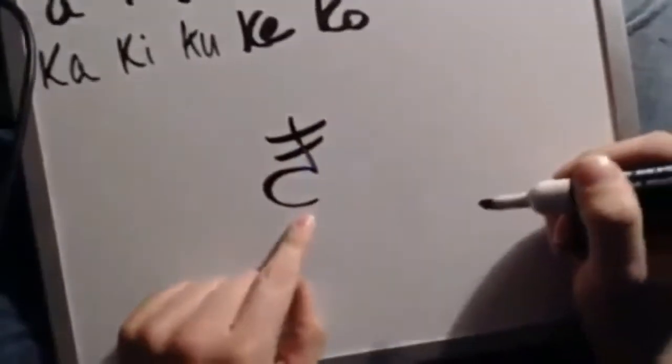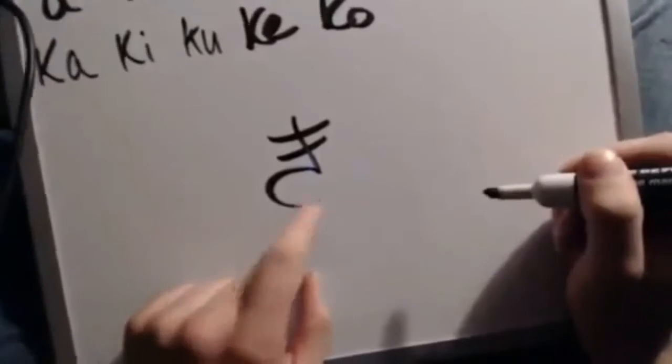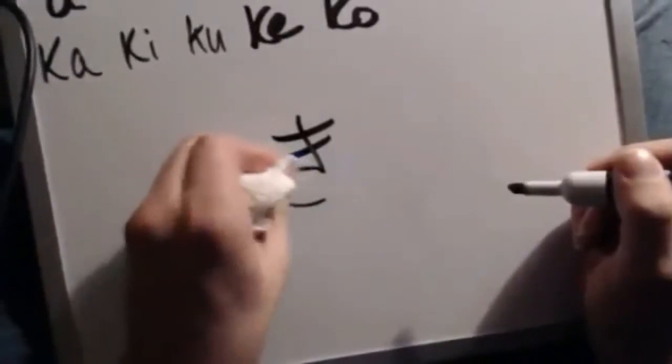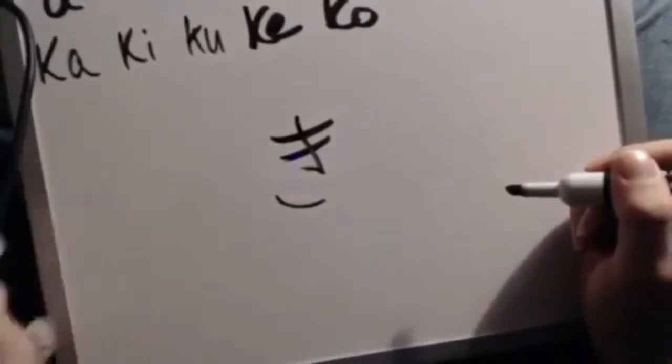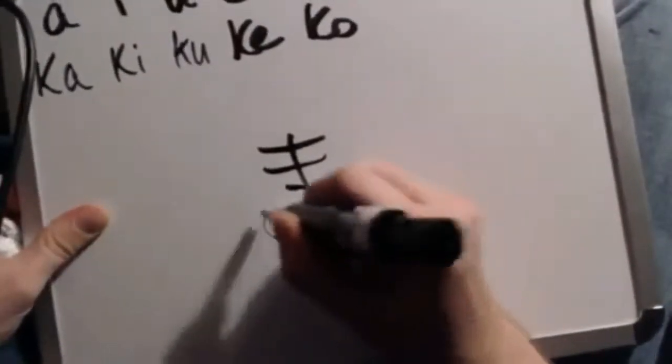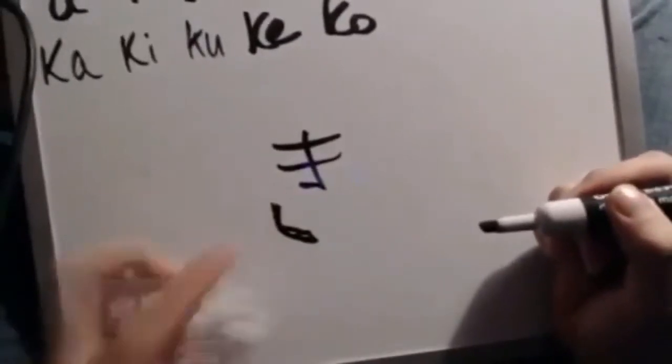And most of the time, key won't actually be written like this. This loop will actually be broken, so it'll look like this. So let me write it like that and show you how to do it. You do the 2 lines, and then you make the circle, but you stop, and then you come over a little bit and fill in where it would have landed if you had erased it. Okay, so that's ki.